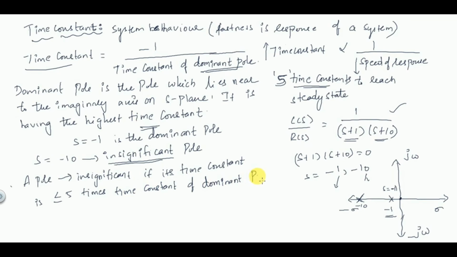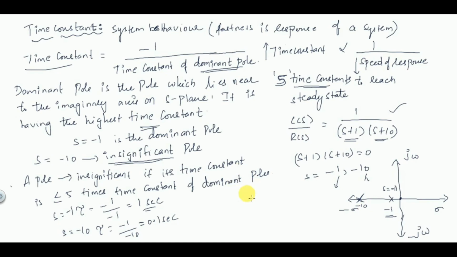If you take the time constant for S is equal to -1, tau is equal to -1 by -1, so you get 1 second. For S is equal to -10, tau is equal to -1 by -10, so it is 0.1 second. 0.1 second is less than 5 times of this. So S is equal to -10 is an insignificant pole, and you can eliminate it from your transfer function.